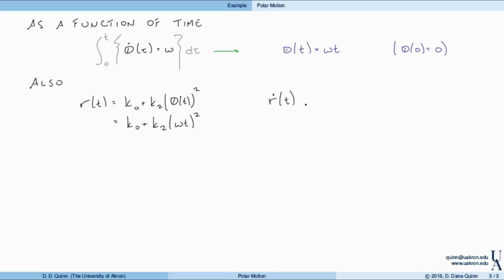And to do this, I'm actually going to use the chain rule. I could take the derivative of this with respect to time directly, but let's instead, for this example, use the chain rule. So again, r dot is the derivative of r, which is a function of theta, which is a function of t. So the derivative of r with respect to time is dr d theta times d theta dt. Again, this is the chain rule.